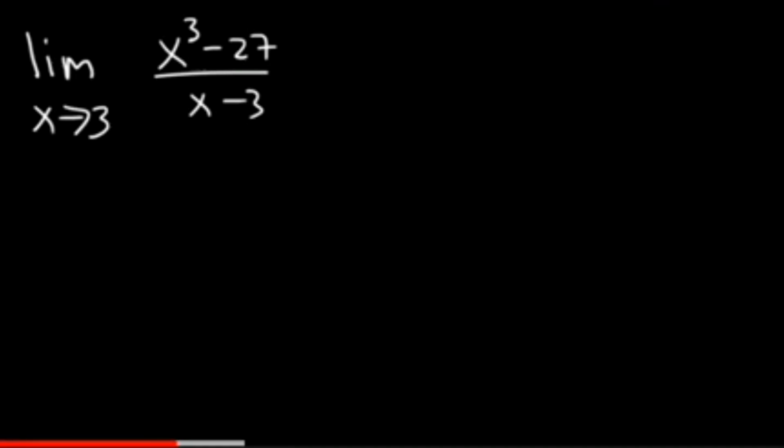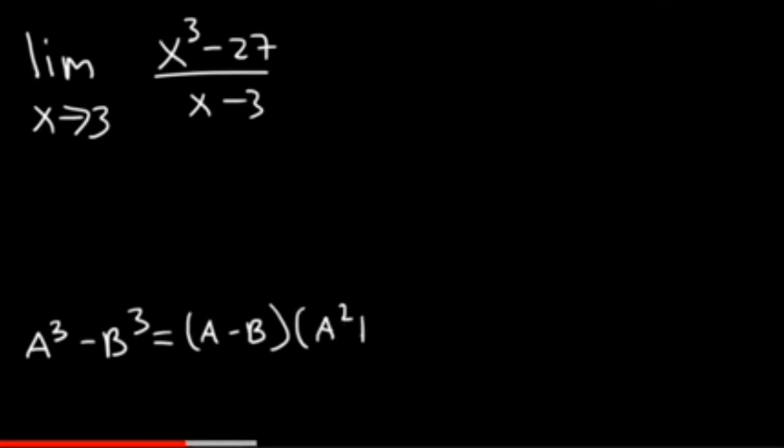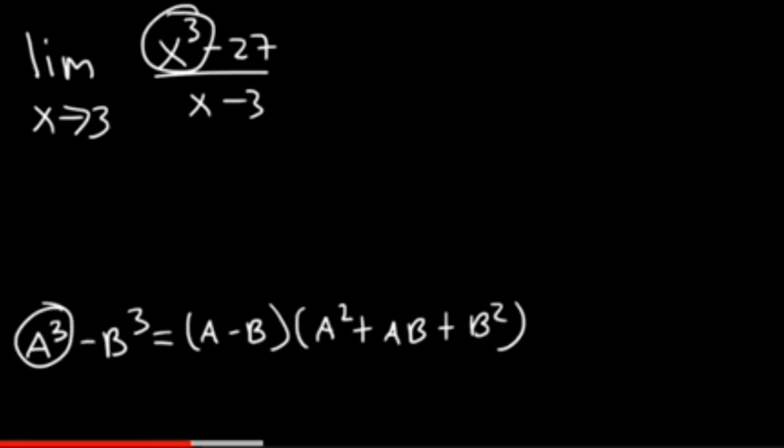So how can we factor x cubed minus 27? What we have is a difference of cubes. And whenever you see that, you can use this formula. A cubed minus b cubed is a minus b times a squared plus ab plus b squared. So in our example, a to the third is like x to the third, and b to the third is 27.